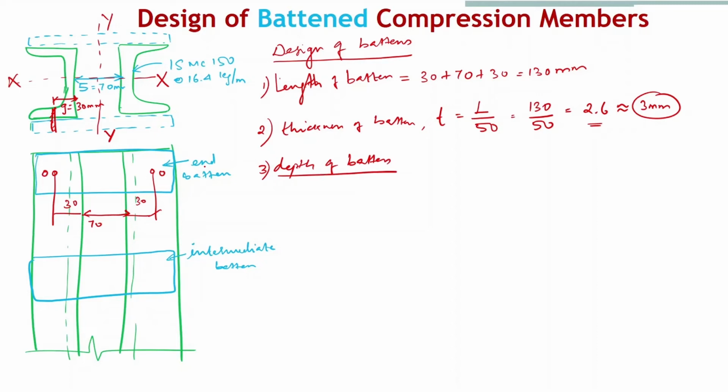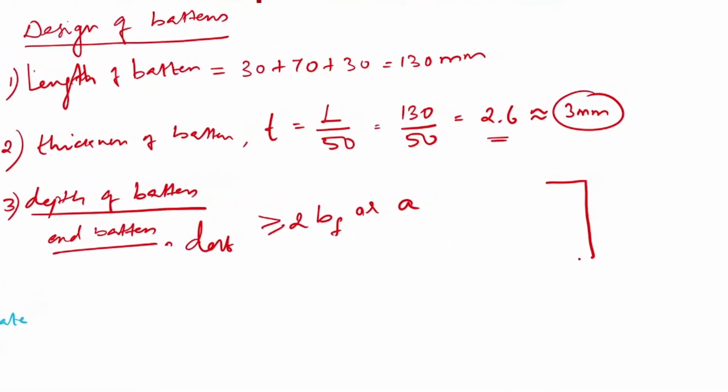As I said, here we have two types of batten. One is the end batten, and all the other remaining battens are intermediate battens. So you need to find the depth for both battens. For the end batten, the effective depth should be greater than or equal to 2 times the width of flange, or A. Now what is A? If this is the channel we have connected back to back, A is the CG of one channel to the CG of the other channel.